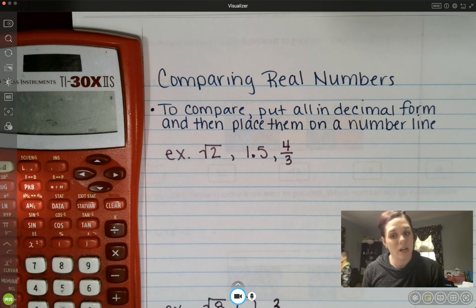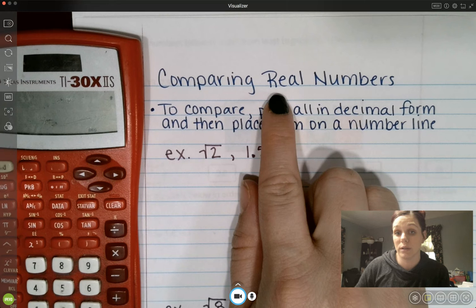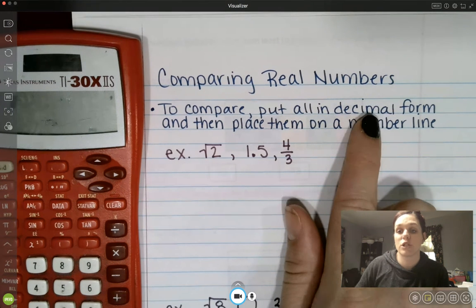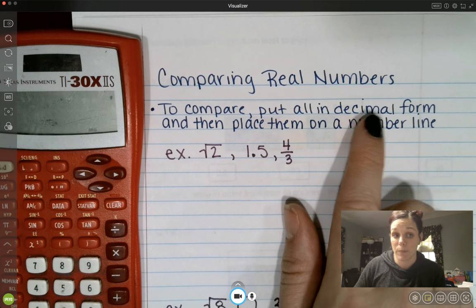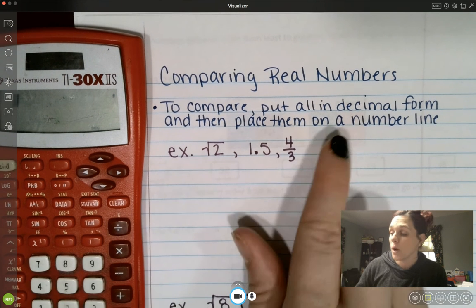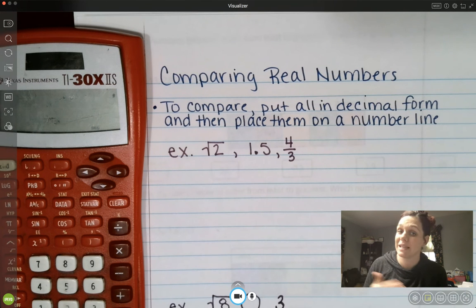So in this video, we are going to be taking a look specifically at how to compare real numbers. For this task, we need to put each of these formats into decimal form, which means I need my handy dandy calculator. Once we have them in decimal form, we're then going to place them on a number line from least to greatest, with a comparison to zero, so we understand where ultimately each falls on the line.